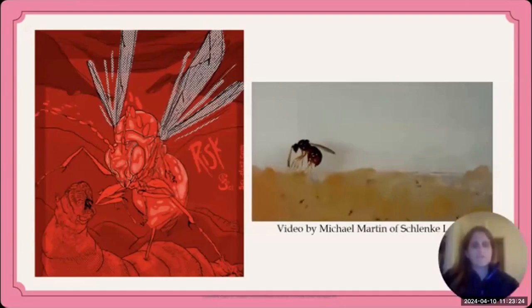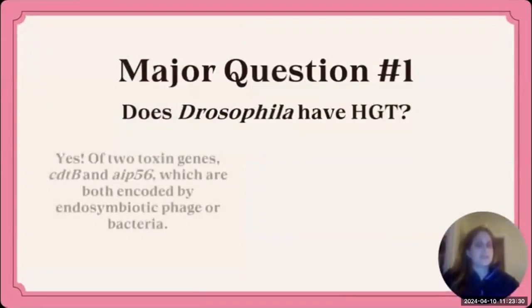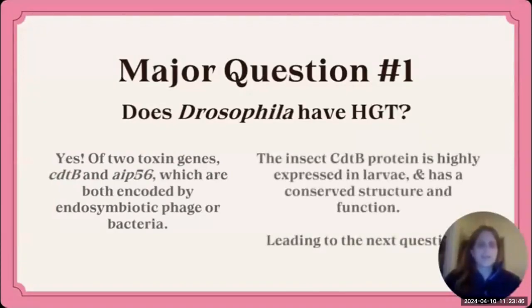So with that, the answer to the first major question, do Drosophila have horizontal gene transfer? Yes. I didn't search all Drosophila for all gene transfers, but I did identify two toxin genes, called CDTB and AIP56, which may have been inherited from endosymbiotic organisms. And it seems as though they're highly expressed in larvae and have conserved DNA structure and function, which leads us to the next question. Well, what does it do?